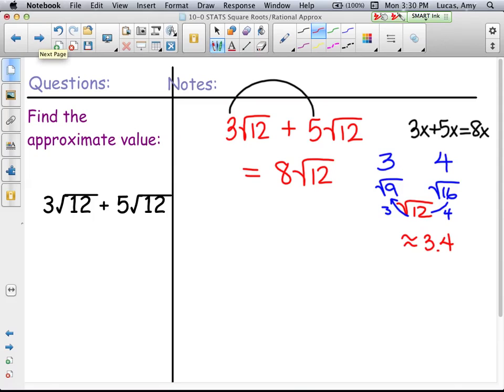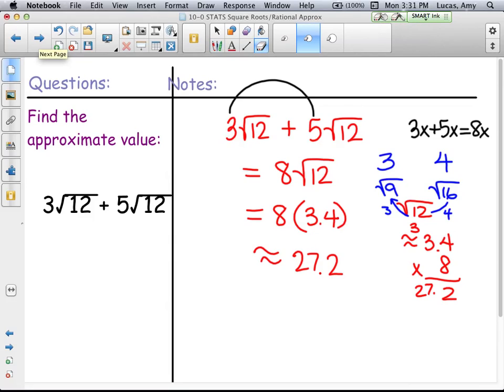3.4. So my approximate answer, I've got 8 times 3.4. So 3.4 times 8, 32. 24 plus 3 is 27. So it's approximately 27.2. By changing my equal sign to an approximate sign, that's just showing you that I'm rounding it, that I'm estimating.